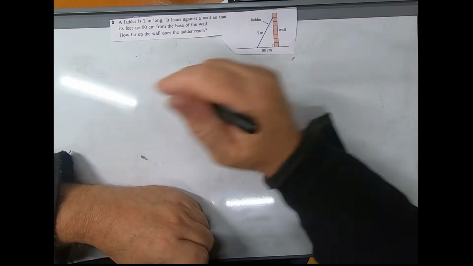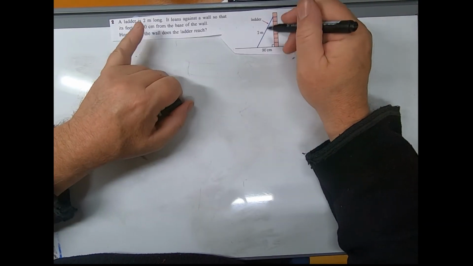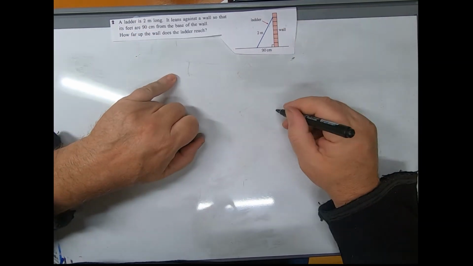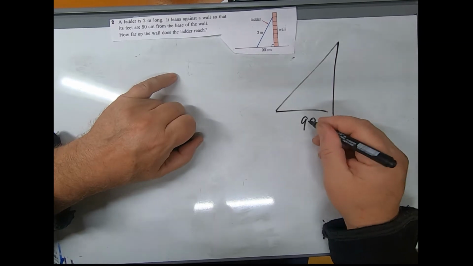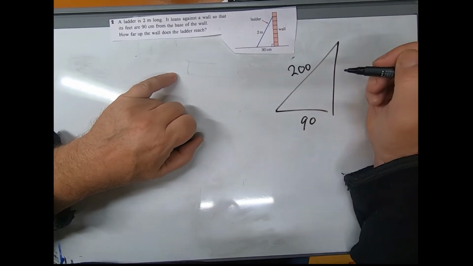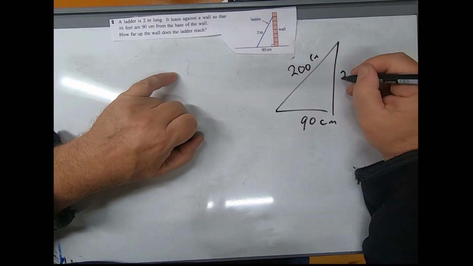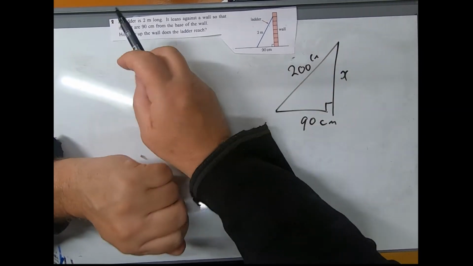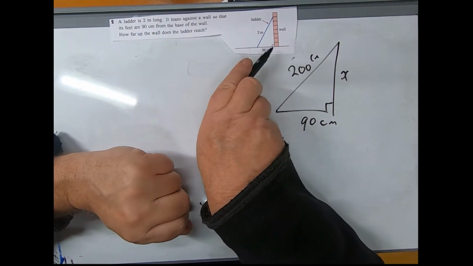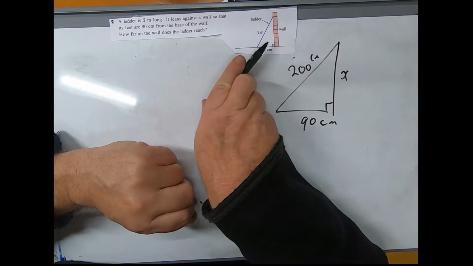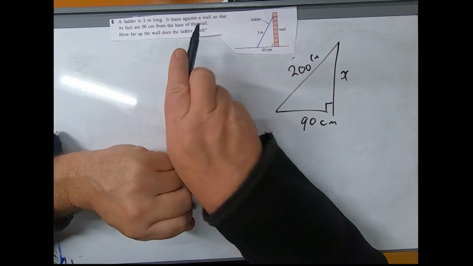Okay, question 2. We've already got ourselves a picture for question 2. We've got to think what is the 90, and that's 2 meters. So here's another one of those questions where this is 90 and this is really 200. All right, let's get all the units the same here. And I'm guessing that this is X. This is what we're looking for. A ladder 2 meters long leans up against the wall. The feet are 90 centimetres from the base. Interesting to see if you can draw this picture from just a sentence. How far up the wall does the ladder reach?